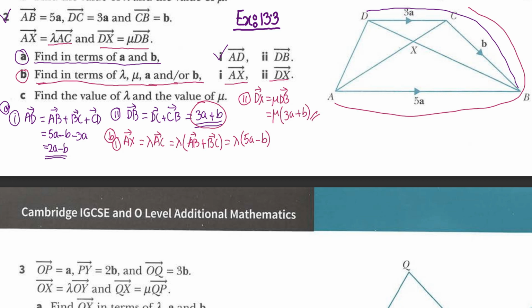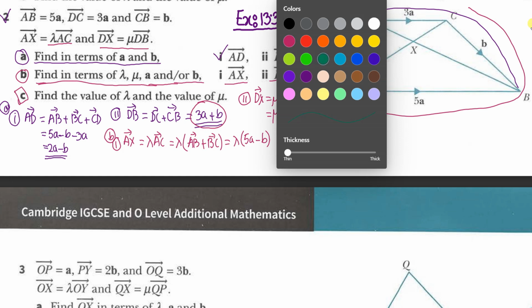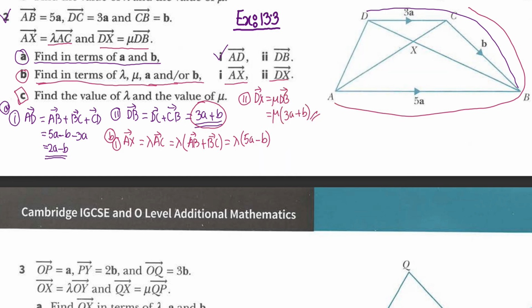Now we move to the last one, which is part C. It is written there: find the value of lambda and the value of mu. Let me use a different color now for that question. We needed to form a vector equation to do that question. Especially, we have AX, we already have DX, so we can relate with the AD. We have the AD. Can you write to do the question number C?